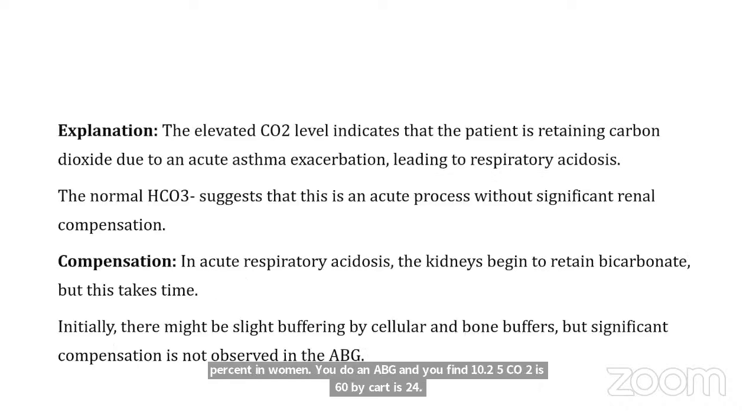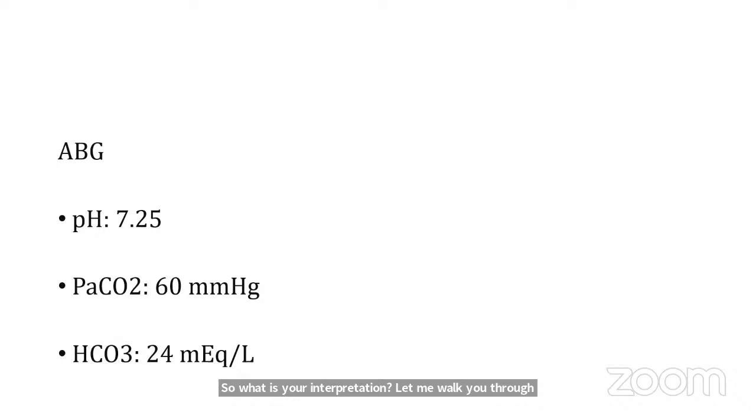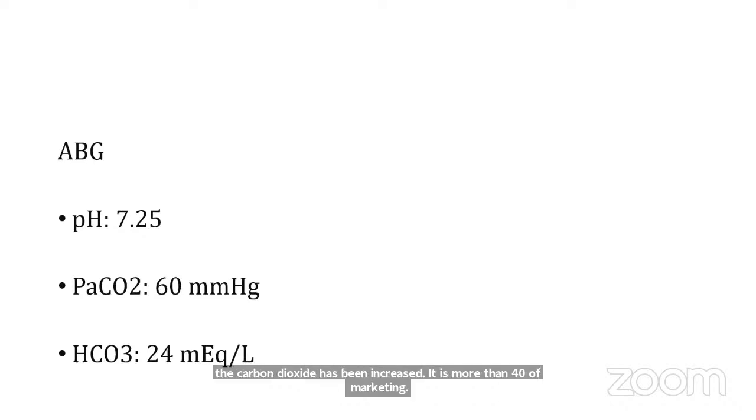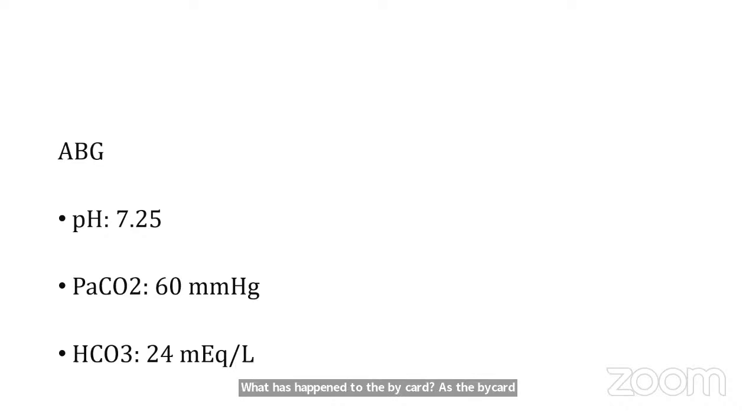So what is your interpretation? Let me quickly walk you through the gas. The pH is 7.25, PCO2 is 60, and bicarb is 24. So what is this? The first step is the pH has been reduced. The pH is less than 7.35, so this is an acidosis, right? And is the carbon dioxide in keeping with acidosis? Yes, the carbon dioxide has been increased. It is more than 40 millimeter of mercury. So there is a respiratory component. Let's say this is a respiratory acidosis. What has happened to the bicarb? Has the bicarb increased appropriately? The bicarb has not increased appropriately. What is the normal reference range of bicarb?